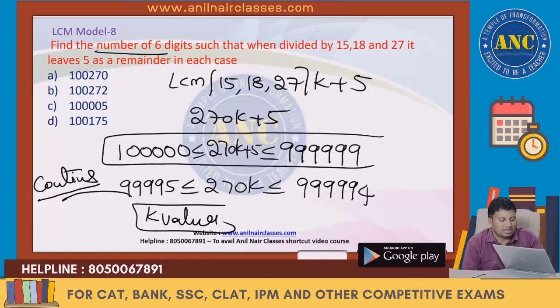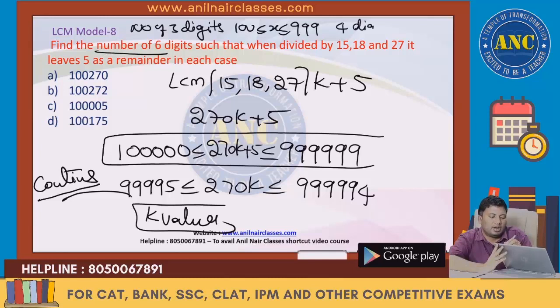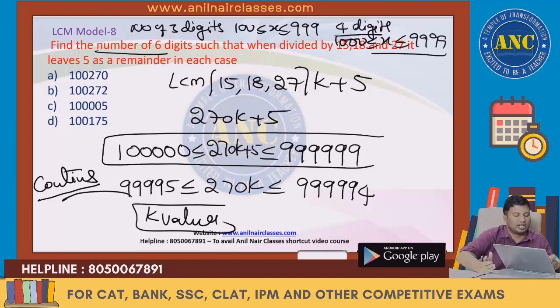Number of 6 digits. If I want number of 3 digits, it is nothing but 100 less than or equal to x less than or equal to 999. Number of 4 digits I want, 1000 less than or equal to x less than or equal to 4 nines. That is the logic I used.